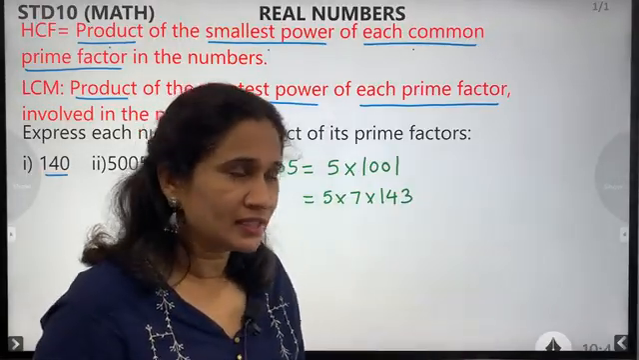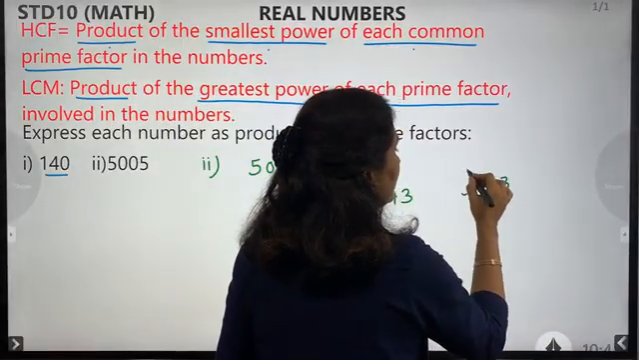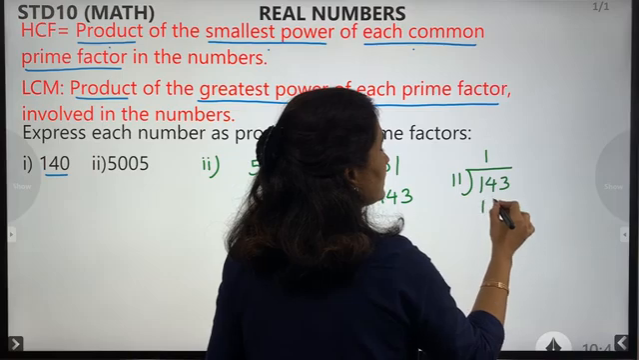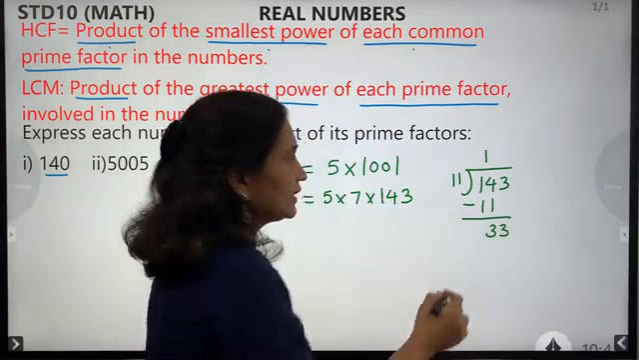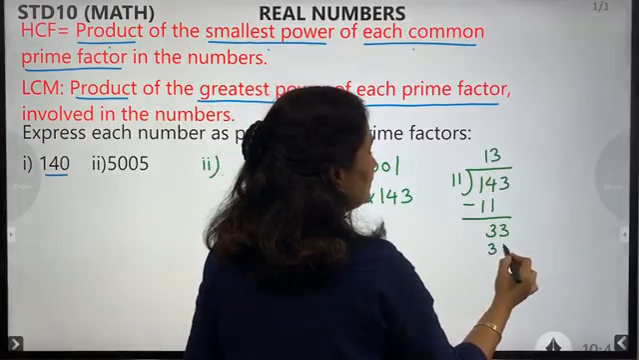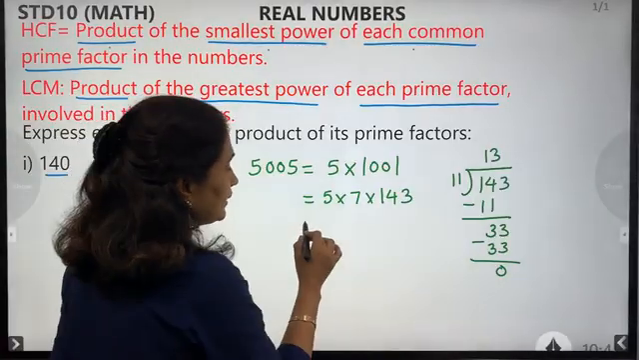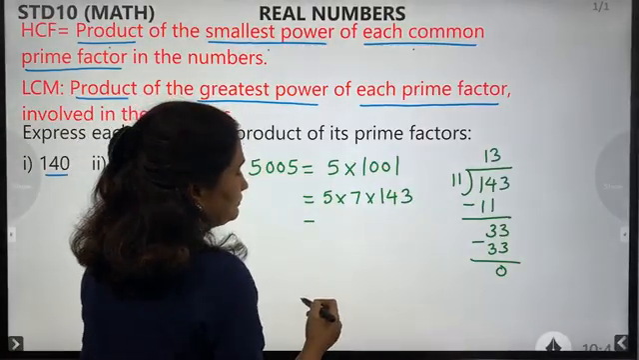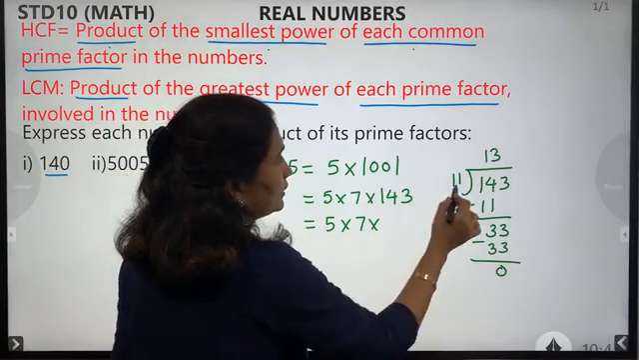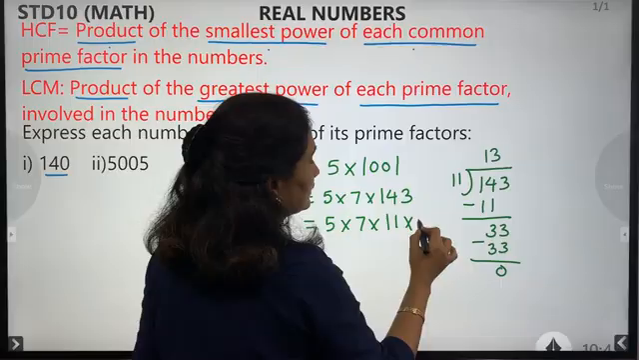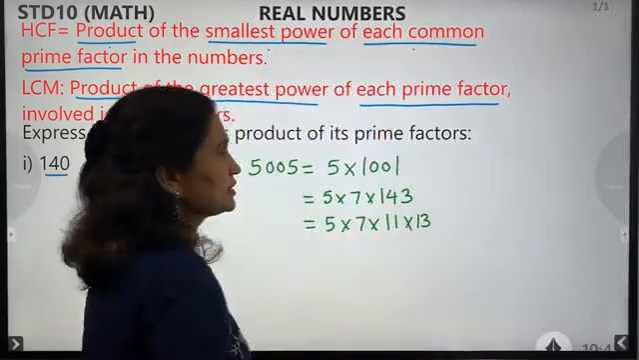Now the next number is 11. So I'll try with 11. 143 divided by 11. 11 ones are 11 minus and 3 over here 33, and it goes by 11. So 11 threes are 33 minus and remainder is 0. So how can I write it, children? 5 into 7 into 11 into 13. Right? So this is how your prime factorization is done.